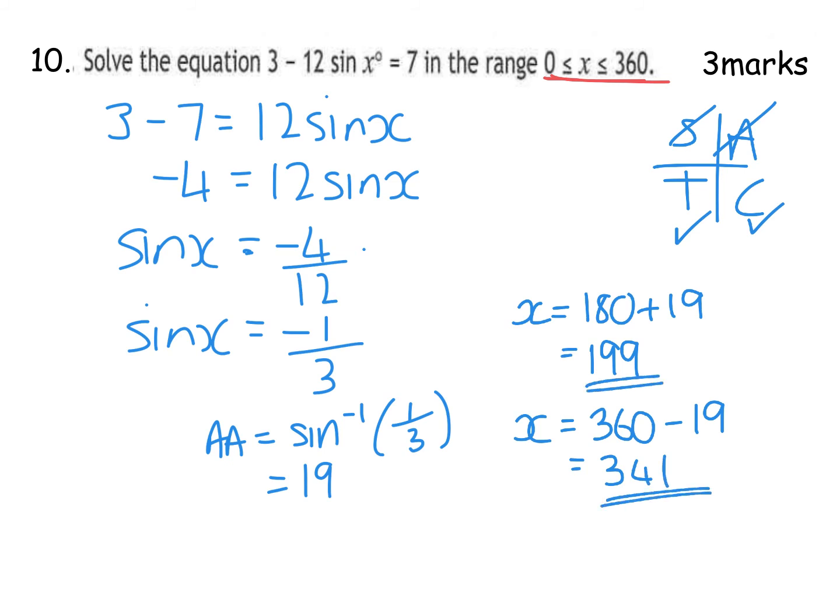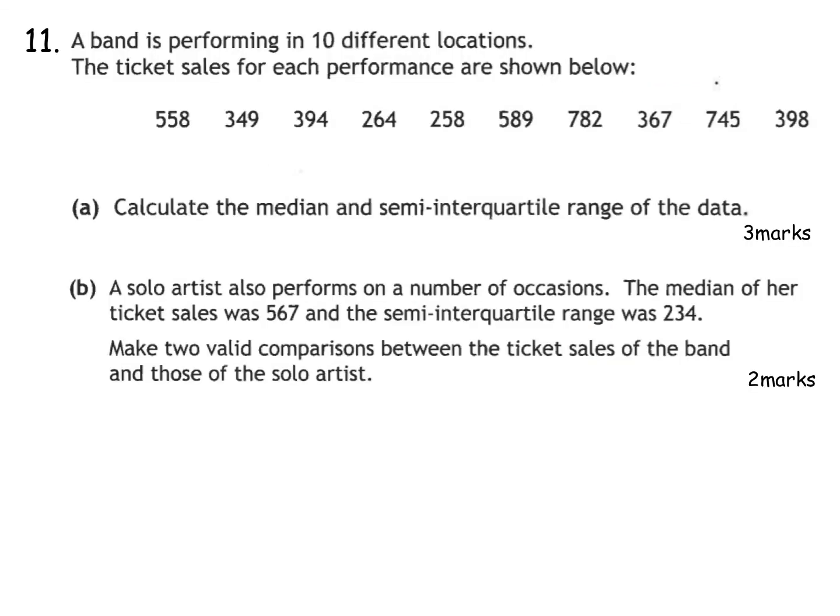And I'm underlining them so that the person marking knows that they're the final answers and not this 19, okay? If you wanted to, you could then conclude it and say it's 199 and 341 degrees and write it that way. So there would be a mark for getting your 2 answers, a mark for getting down to the fraction part of sin x, and a mark for both of your answers.